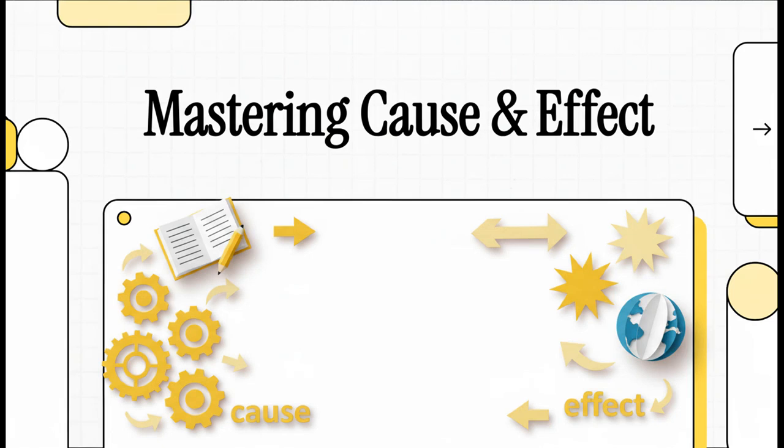All right, let's talk about one of the biggest hurdles in high-level English writing. Really, truly nailing cause and effect. If you're aiming for a top score on a test like the IELTS, this is a skill you have absolutely got to master. So let's dive right in.